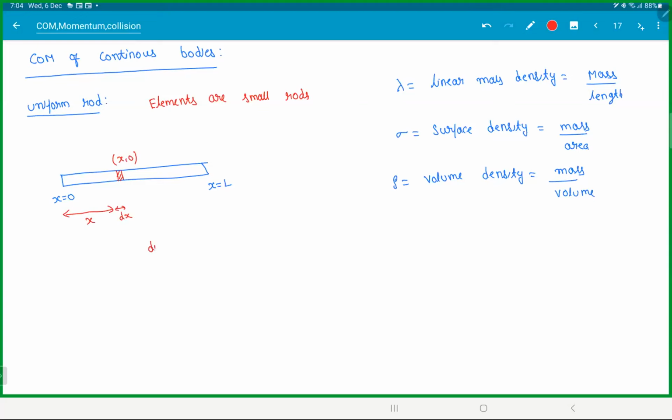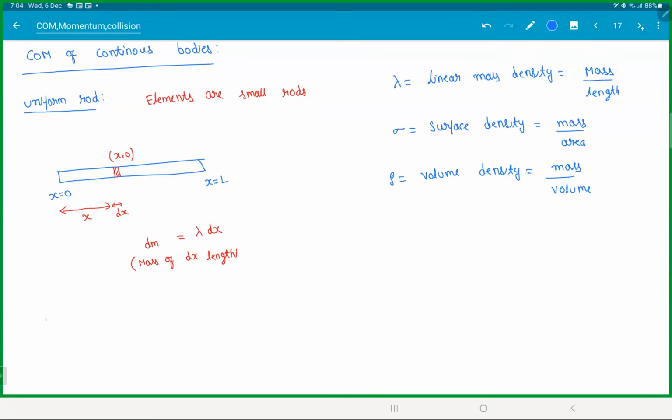So we define dm. This is the mass of the dx piece, which is lambda into dx. That is the meaning of lambda, no? Kg per meter. Mass per unit length into the length of the dx piece will give you the mass. Now applying the formula, x center of mass is integral x dm by integral dm. Here dm is lambda dx.